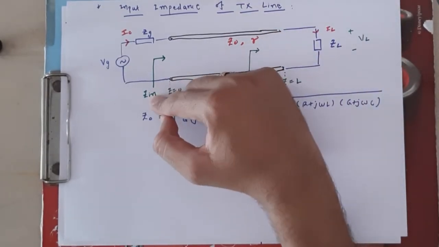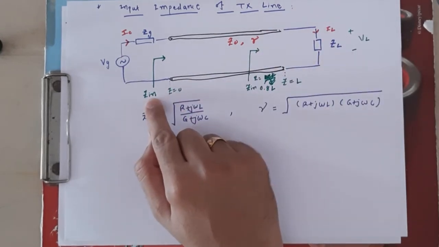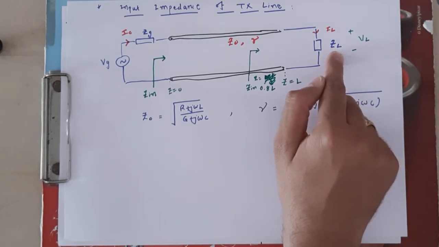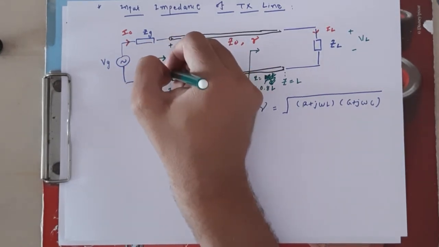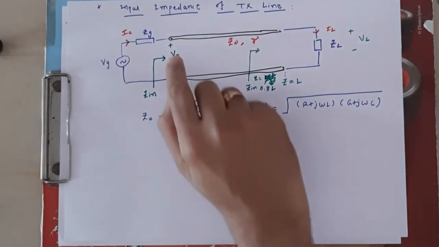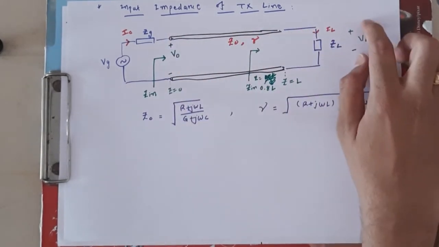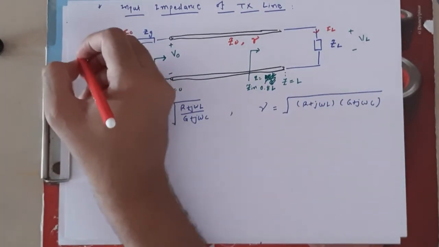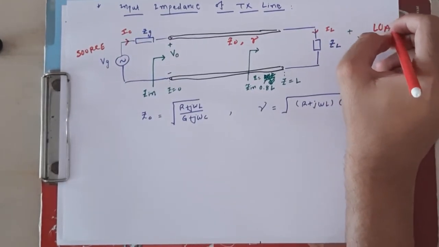So the equation of input impedance includes Z0, gamma, and ZL, because the input impedance depends on the characteristic impedance, propagation constant, and load impedance also. Clear? Whatever voltage is developed at this point initially is known as the V0 voltage. It's not an output voltage, keep in mind. This one is my load, and this one is a generator, the source. Here it is the load.